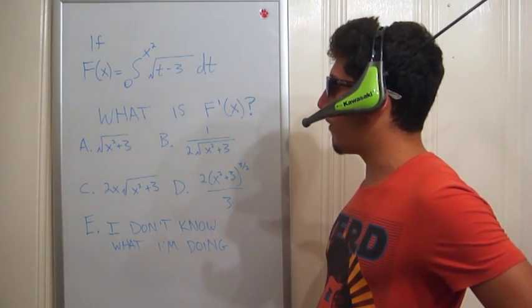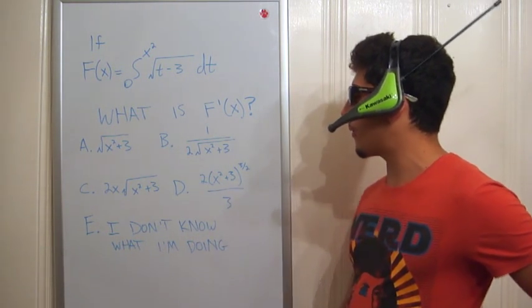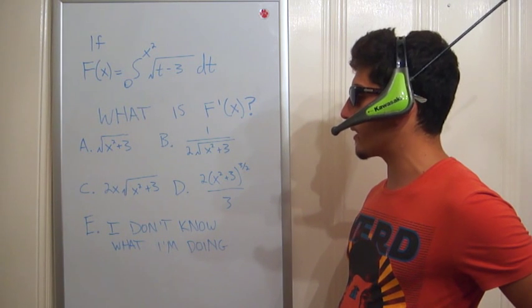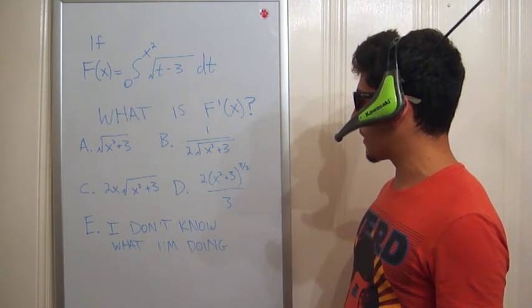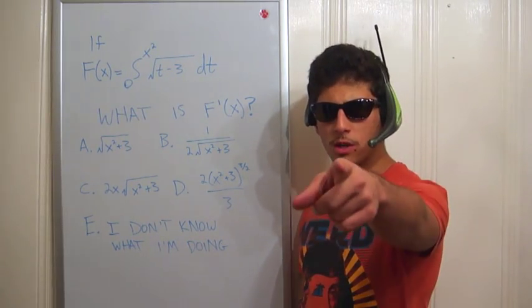A. Square root of x to the second plus 3. B. 1 over 2 square root of x to the second plus 3. C. 2x square root of x to the second plus 3. D. 2x to the second plus 3 to the 3 halves over 3. E. I don't know what I'm doing. What's your answer?